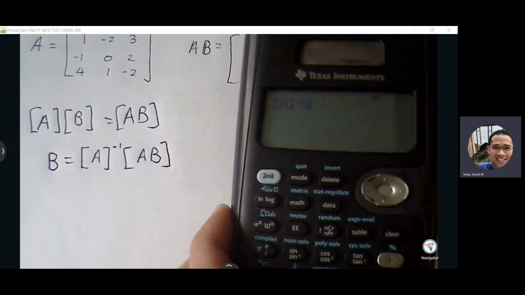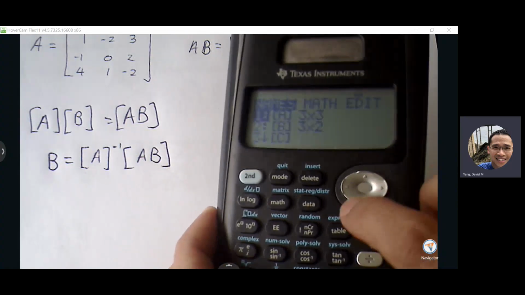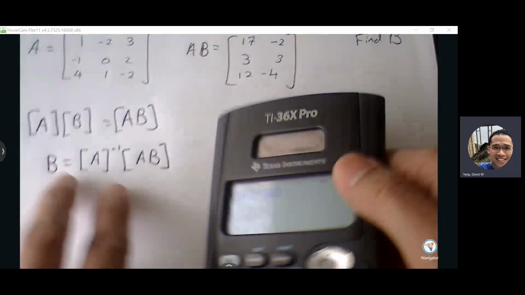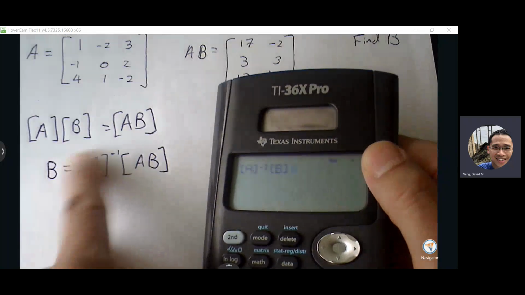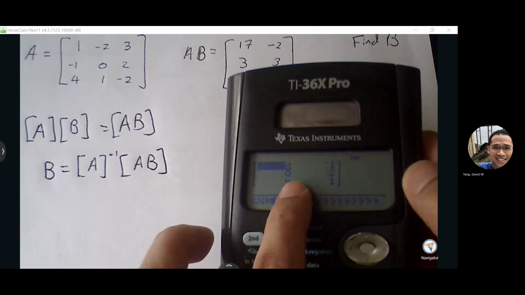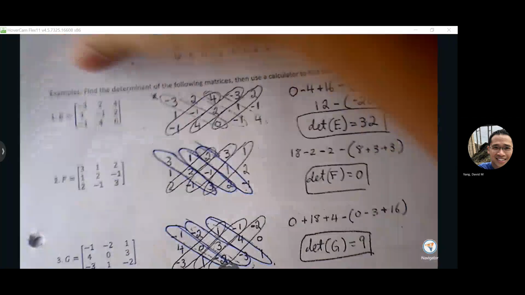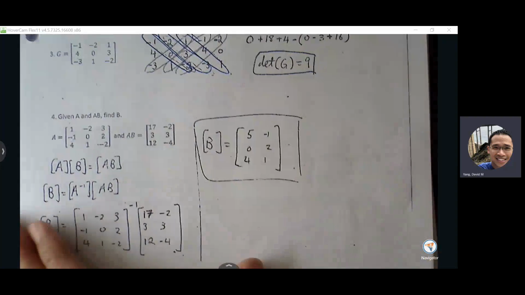Matrix AB in the calculator, I called it matrix B. So you're going to go to second matrix, B. Now I've entered in everything as I see here. I'm making the calculator find the inverse for me and do the multiplication. So there's the answer. We're making the calculator do all this for us.